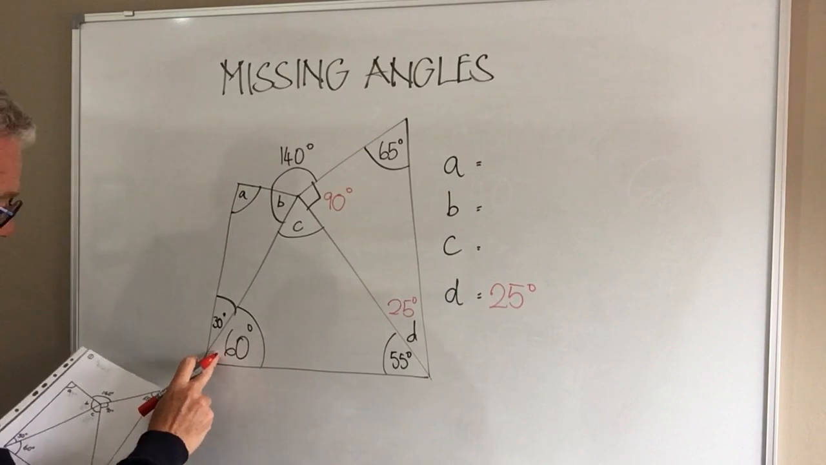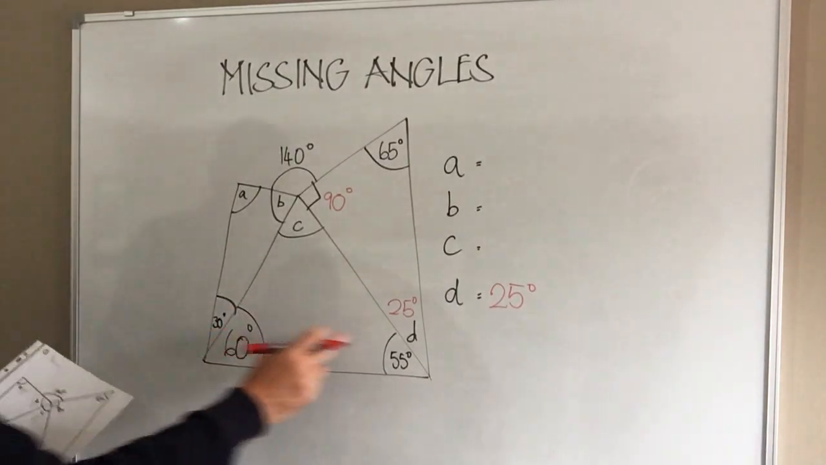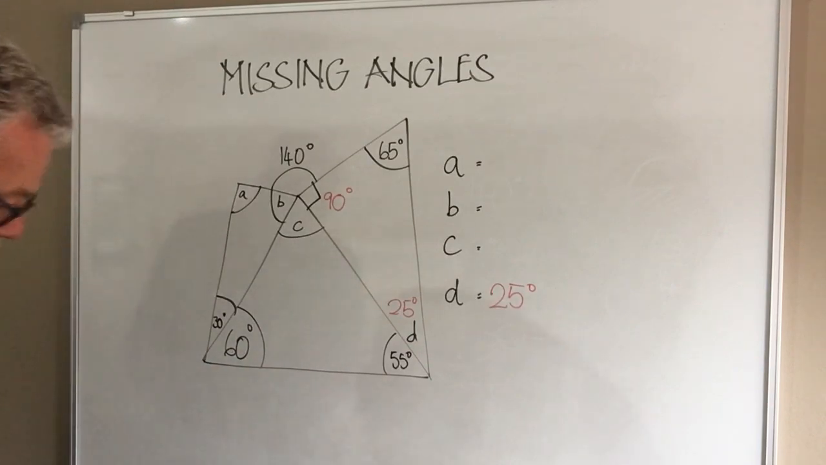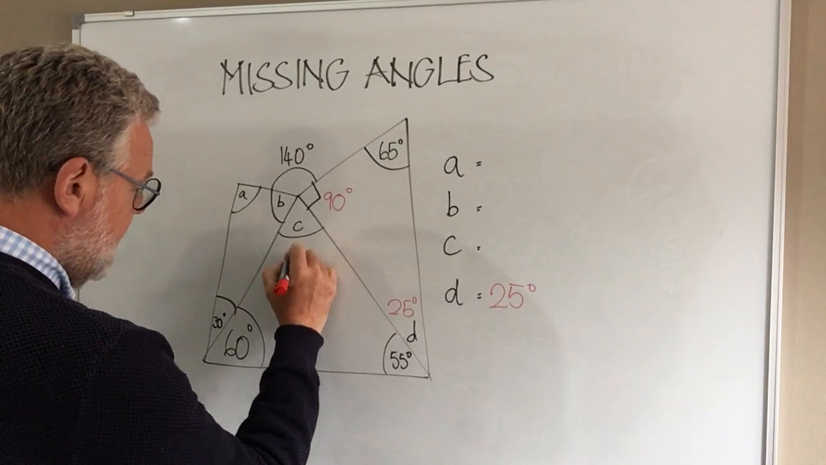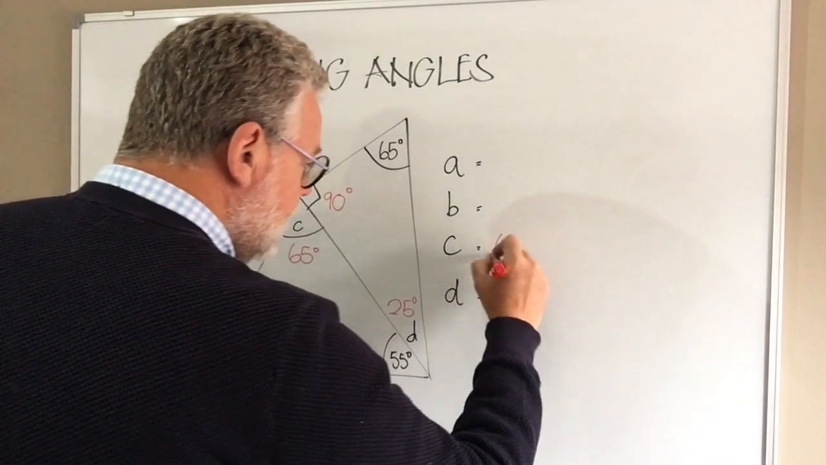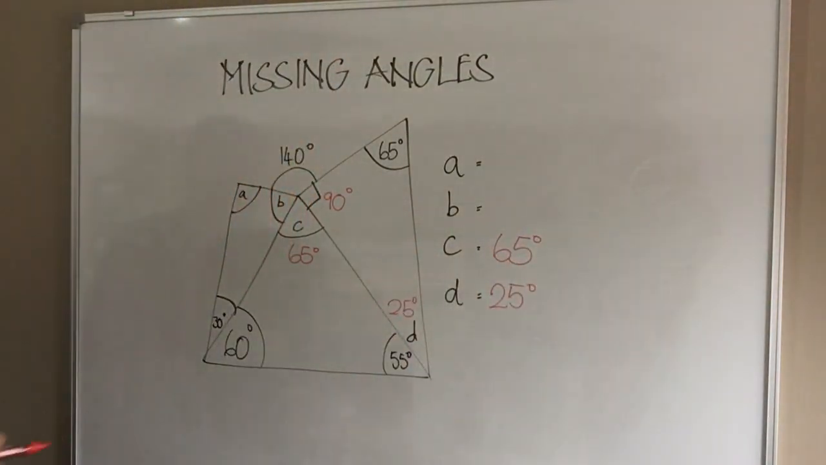Well, if we know that 60 and that's 60 and that's 55, again, we add those together, subtract them from 180, which will tell us that the angle C is now 65 degrees. Okay, so we've nailed that one, 65 degrees.